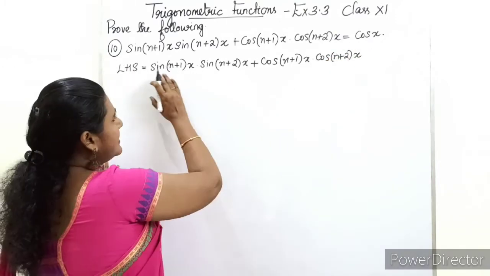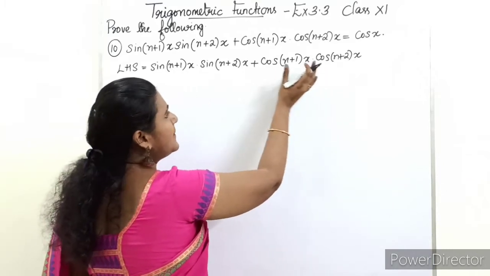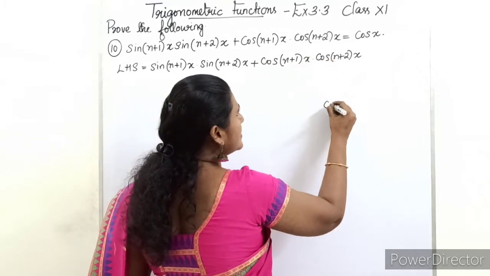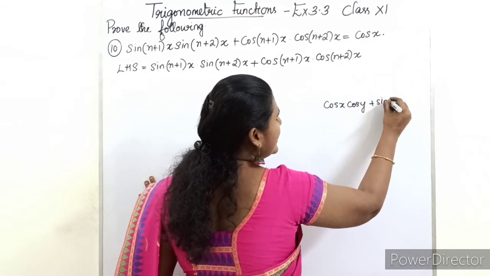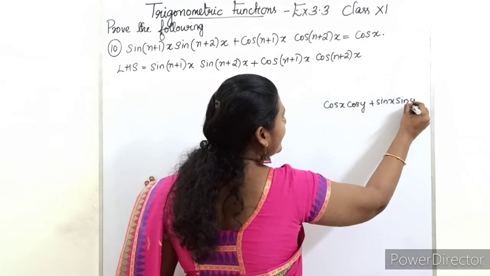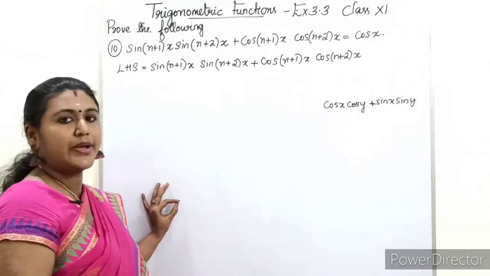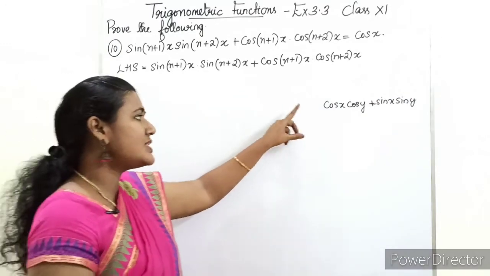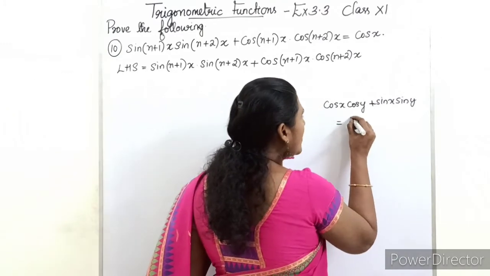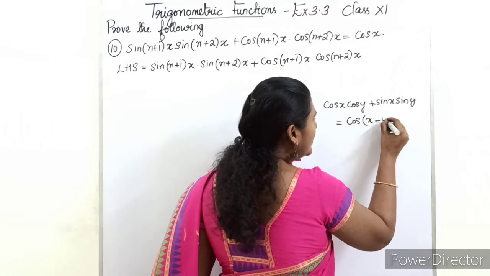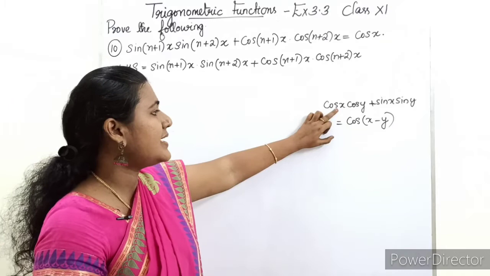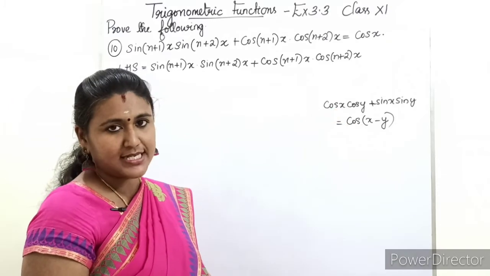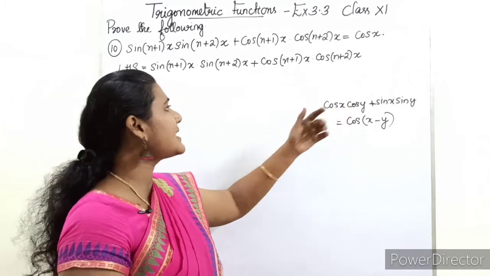So here the expression, if you see, this is of the form cos x cos y plus sin x sin y. So this expression is of the form cos x cos y plus sin x sin y. So this is the identity for cos(x − y). You know what the cos(x − y) identity is? This is nothing but the expansion of cos(x − y). So we will use this identity.